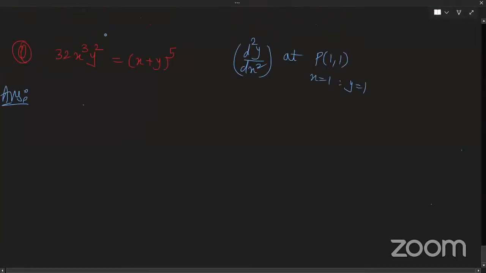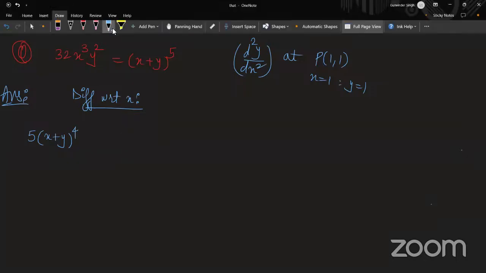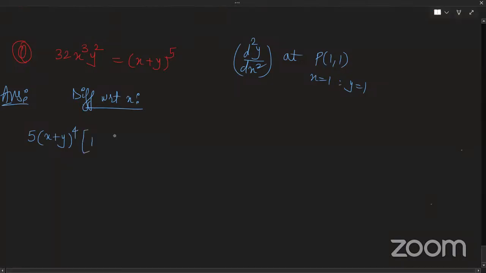Obviously, in order to do that, I will need to differentiate this whole thing with respect to x. So the derivative of the right hand side will be 5 into x plus y whole raised to 4 into 1 plus dy by dx, right? Basic chain rule. Treat your y as a function of x. This is an implicit function, basic implicit function. In order to treat your implicit function, you treat your y as a function of x. This is how you do.